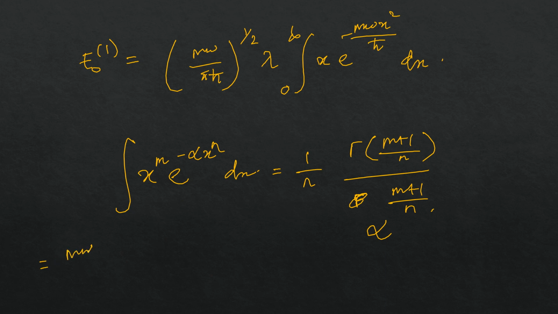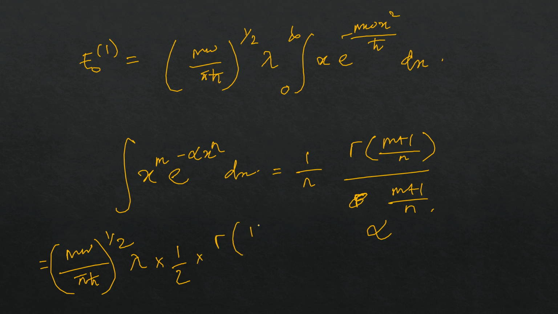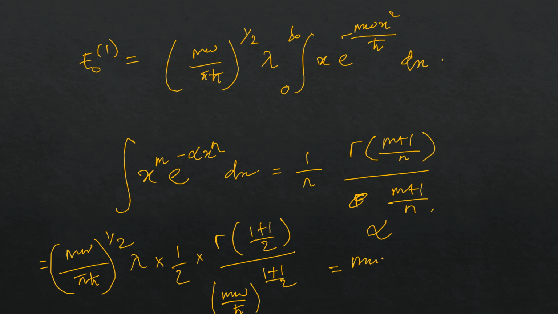So (m omega by pi h squared) to the power half, lambda, 1 by n which is 1 by 2, gamma of (1 plus 1) by 2, divided by alpha, which is m omega by h squared to the power 1 plus 1 by 2. So m omega by pi h squared, alpha, lambda by 2, gamma 1 is 1, by m omega by h squared goes up. Okay.